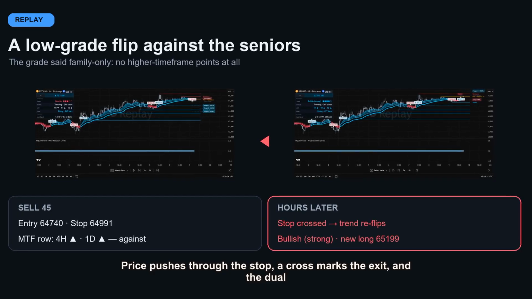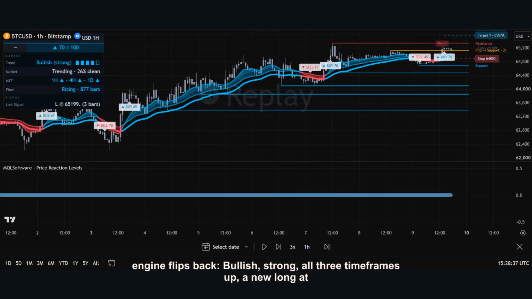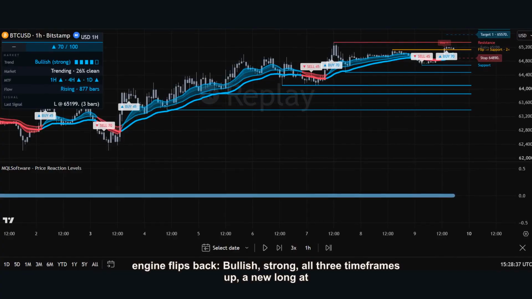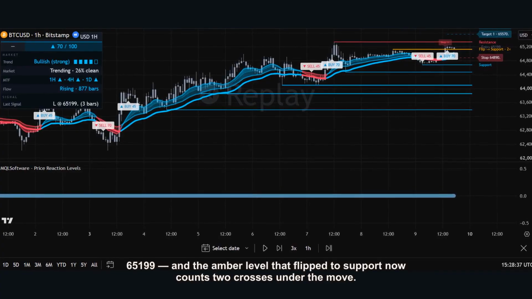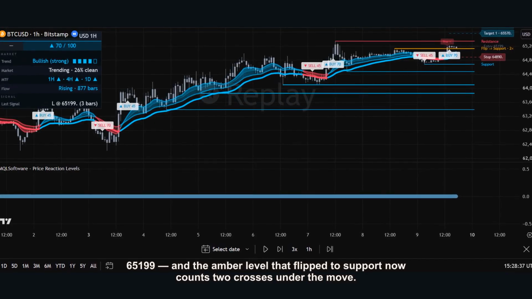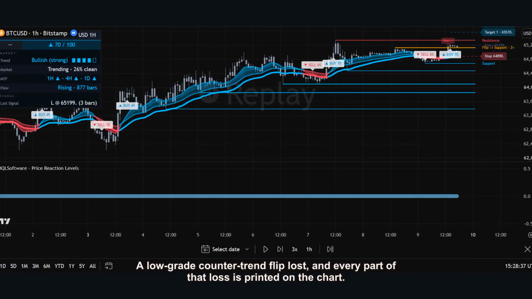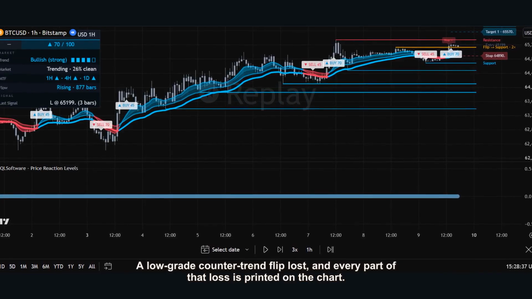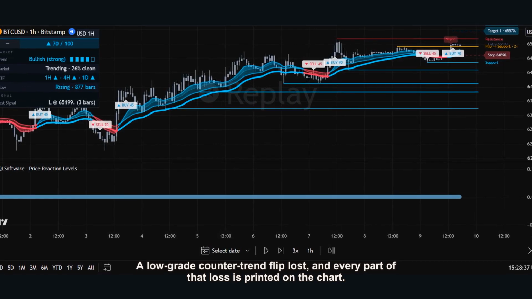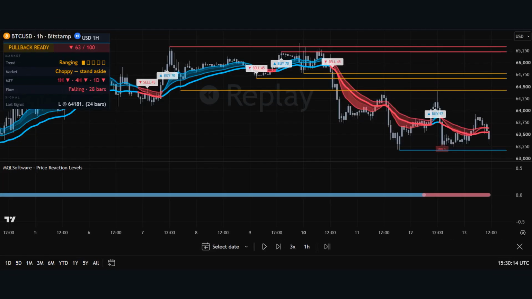Price pushes through the stop, a cross marks the exit, and the dual engine flips back. Bullish, strong, all 3 time frames up, a new long at 65,199, and the amber level that flipped to support now counts 2 crosses under the move. A low-grade counter-trend flip lost, and every part of that loss is printed on the chart. Nothing is hidden.